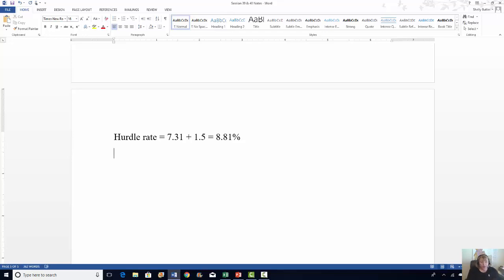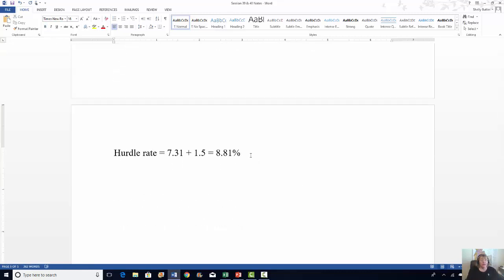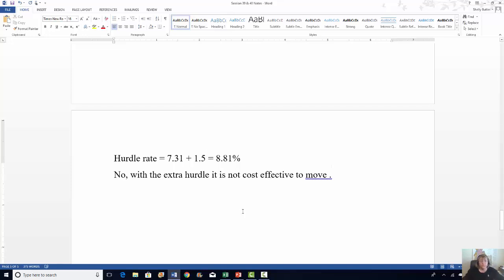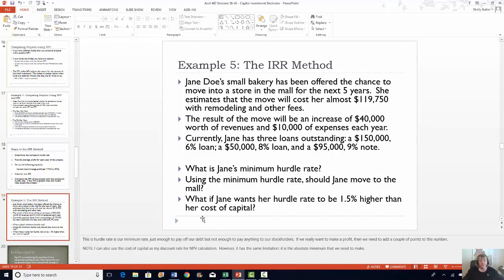They want 1.5% more. So if it's an 8% IRR, then if you have 8.81%, no, with the extra hurdle, it is not cost effective to move. So there you go. Just depends on what the manager or the owner wants. And when you're the owner of a company, you can do that.